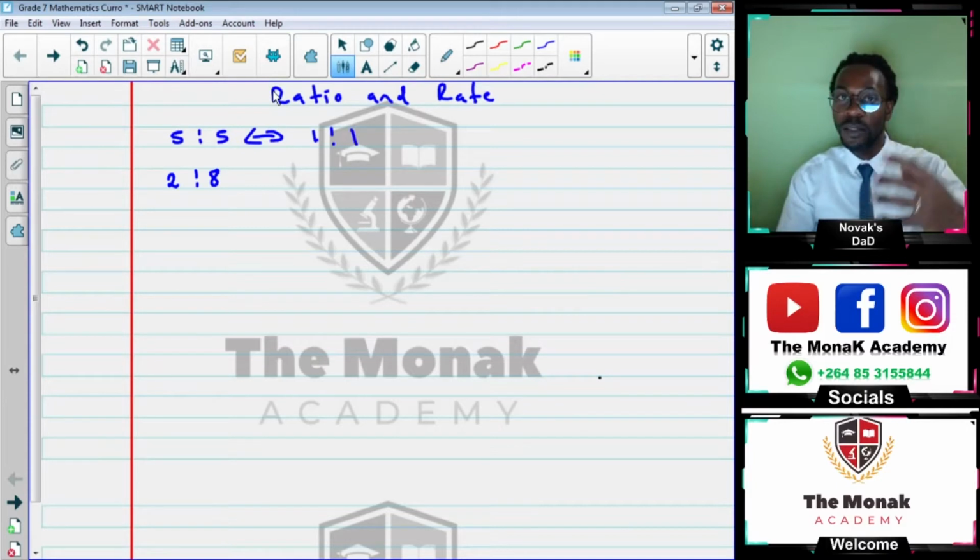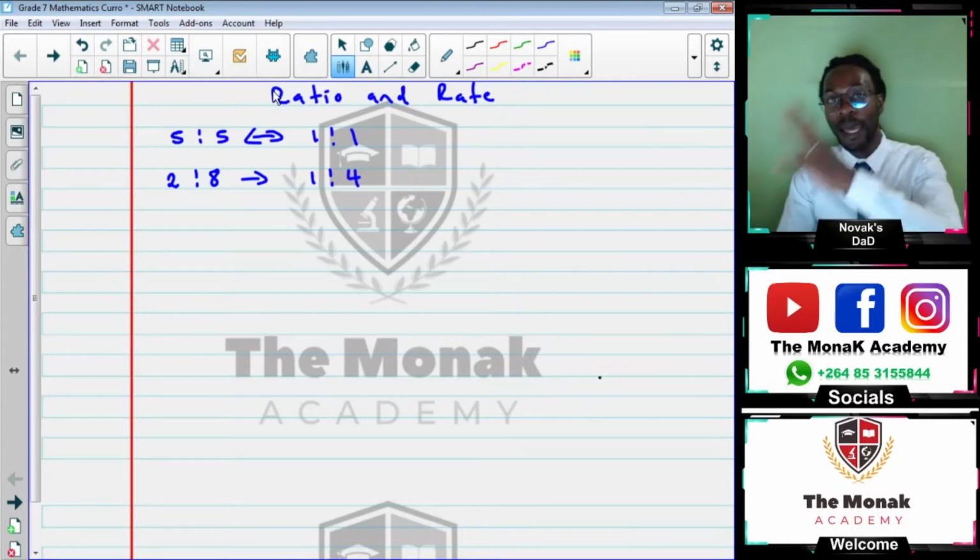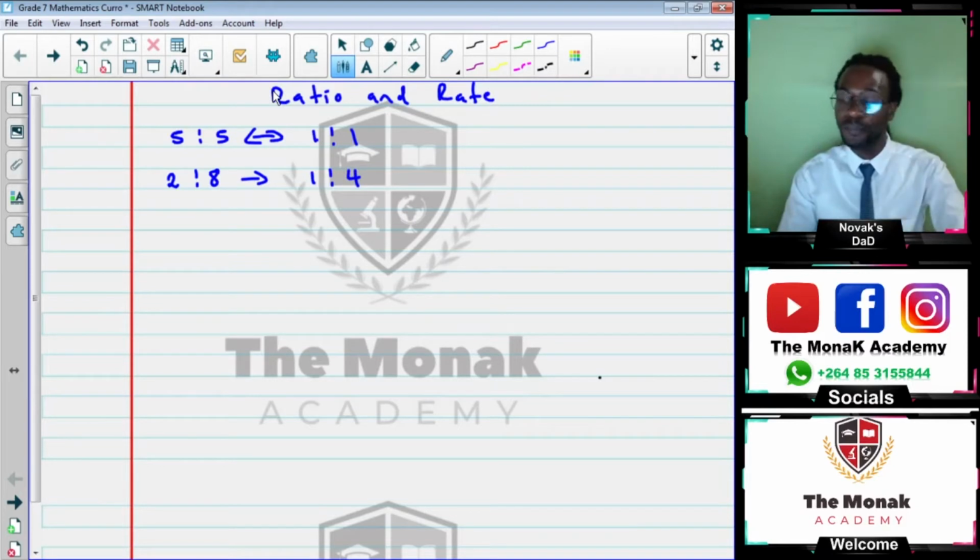Here, when you said only 2 can fit your feet and the other 8 you can't fit, if we have to simplify this one, the highest common factor is 2, because 2 goes into 2 and 2 goes also into 8. So 2 into 2 is 1, and 2 into 8 is 4. So in this case, your ratio is 1:4. So for every pair of boots you get, the other person gets 4 pairs.